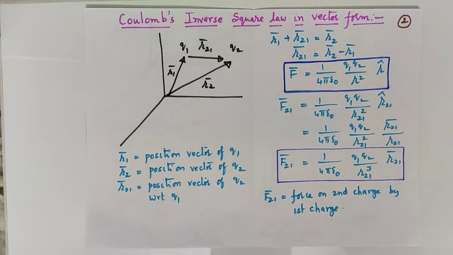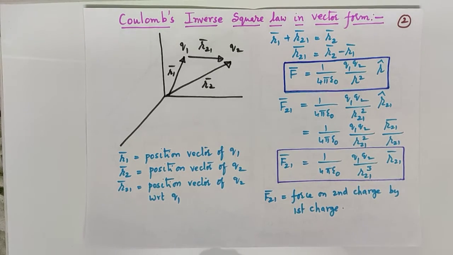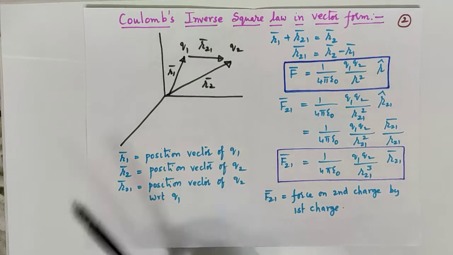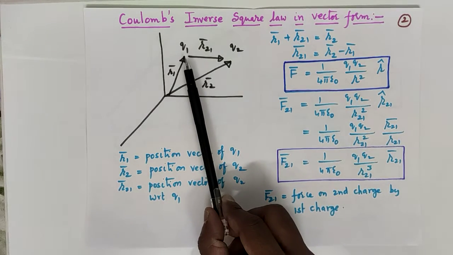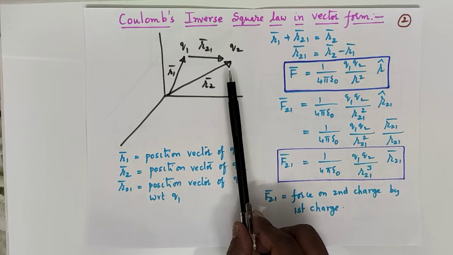In this video, let us see Coulomb's inverse square law in vector form. It's a very simple concept. So let us say we have a coordinate system, x-axis, y-axis and z-axis. Any one you can take. There is a charge q1. There is another charge q2.